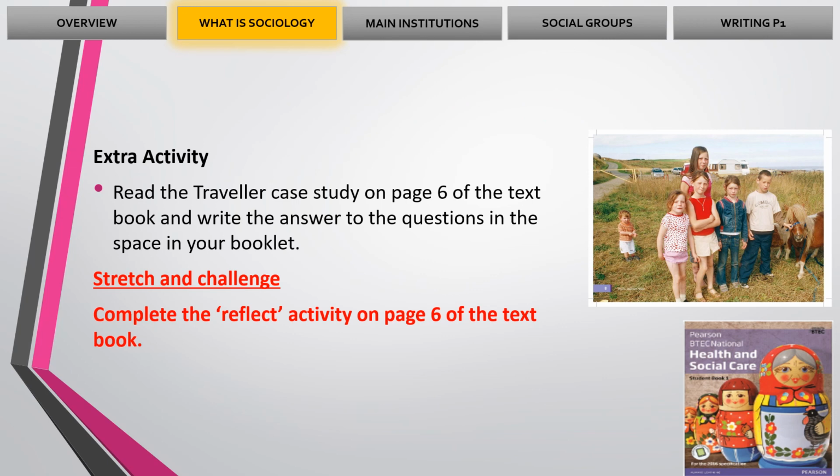And then last but not least, you've got this extra activity. So on page 6 of the textbook, there is a task which is a stretch and challenge. So this is an optional extra, but obviously feel free to have a look at this and think about life for children growing up in the traveller community. Think about how their norms and values are different from yours.